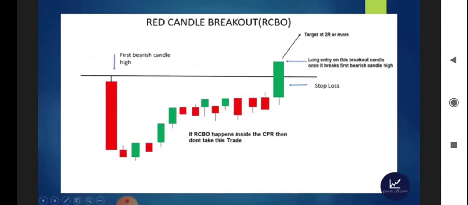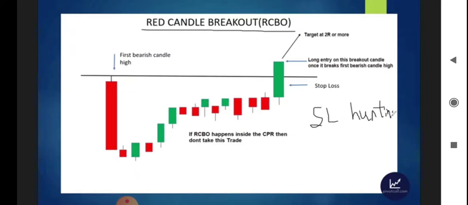So now we are coming to the last but one pattern. Let us discuss this pattern called red candle breakout pattern. This pattern happens very frequently and most of the time tends to give huge profit because it is a stop loss hunting pattern. Stop loss hunting patterns tend to give huge profit because of the trapped traders. Traders are trapped, right? Retailers are trapped, novices are trapped.